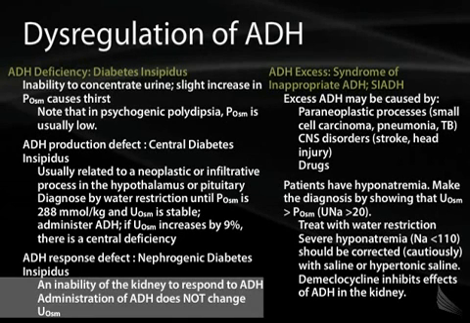One way to distinguish between whether it's central or nephrogenic is the actual response to ADH. People who have central DI, when given ADH, would respond nicely to the administration of ADH because the problem lies in the production. Whereas those people who have a defect in the kidney, or a response defect, will not respond to exogenous ADH.